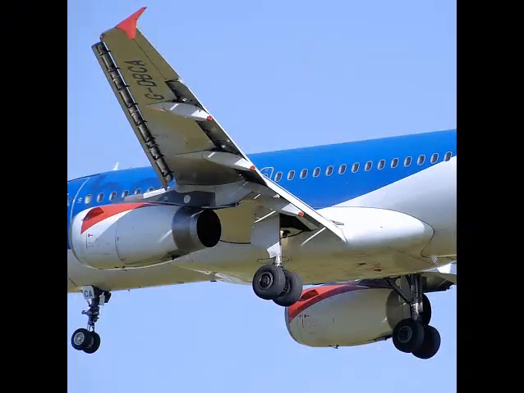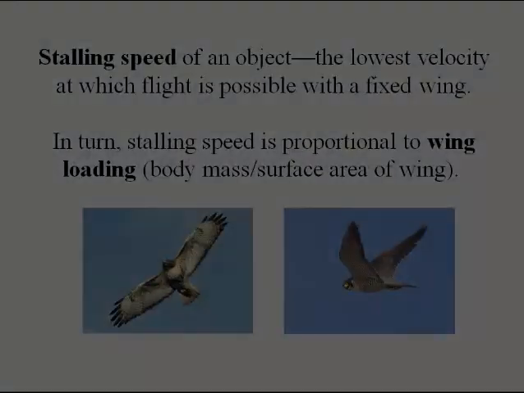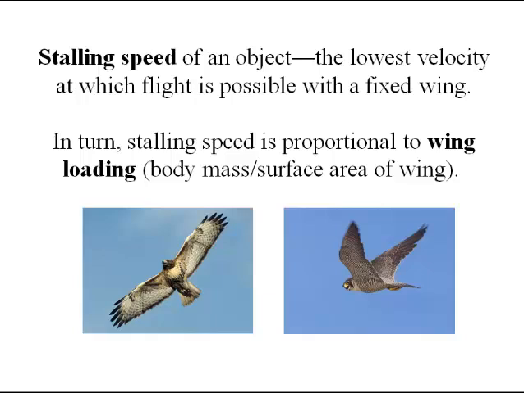So when you're coming in for a landing, you look out the window. That wing slot there is helping maintain laminar airflow and maintaining lift. Now, because we need some airflow or forward speed to maintain lift, there's always going to be a speed too slow for compensation by increasing the angle of attack, and the stalling angle will be reached. And this is the stalling speed of the object, okay? The lowest velocity at which flight is possible with a fixed wing.